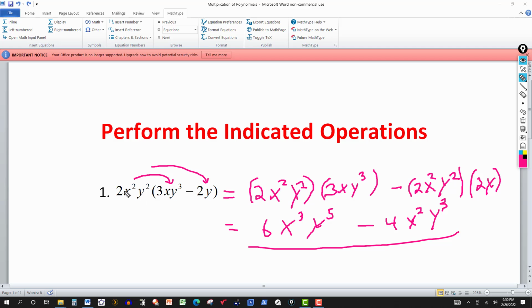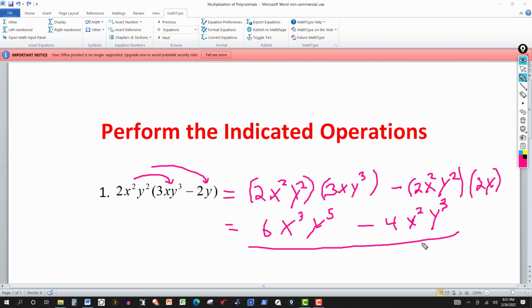Now you can do it mentally also here without writing it out, depending on what your teacher tells you. But you just go, okay, this term multiplies the first term here, so 2 times 3 is 6. X squared and x, that's x to the second, x to the first, so add the exponents, x to the third. And then y squared and y to the third. Bring down the base, add the exponents, 2 and 3 is 5. Bring down the minus sign right there. And then again, the next term, 2 times 2 is 4. X squared, this second term doesn't have an x, so just bring down the x squared. And then the y squared and the y multiply, 2 and 1 gives me 3. So minus 4x squared, y to the third.